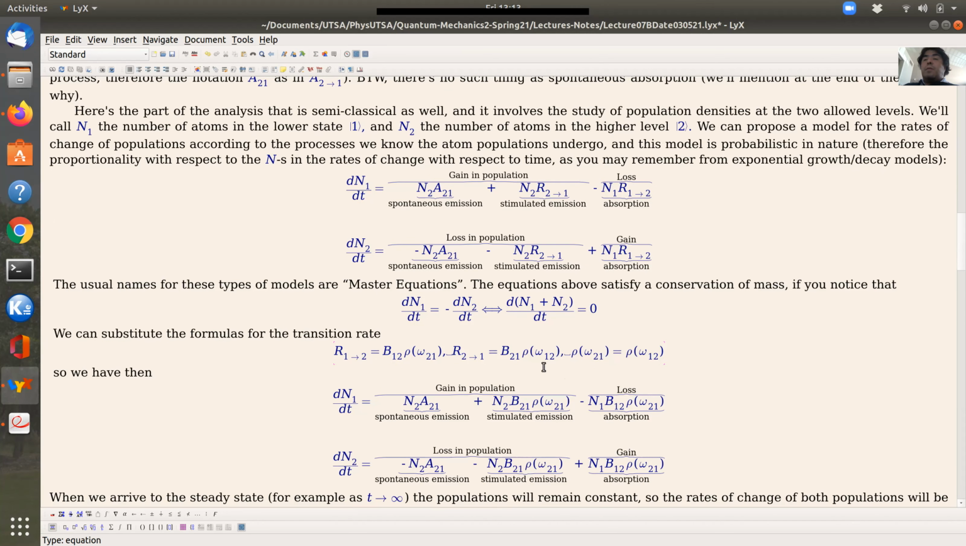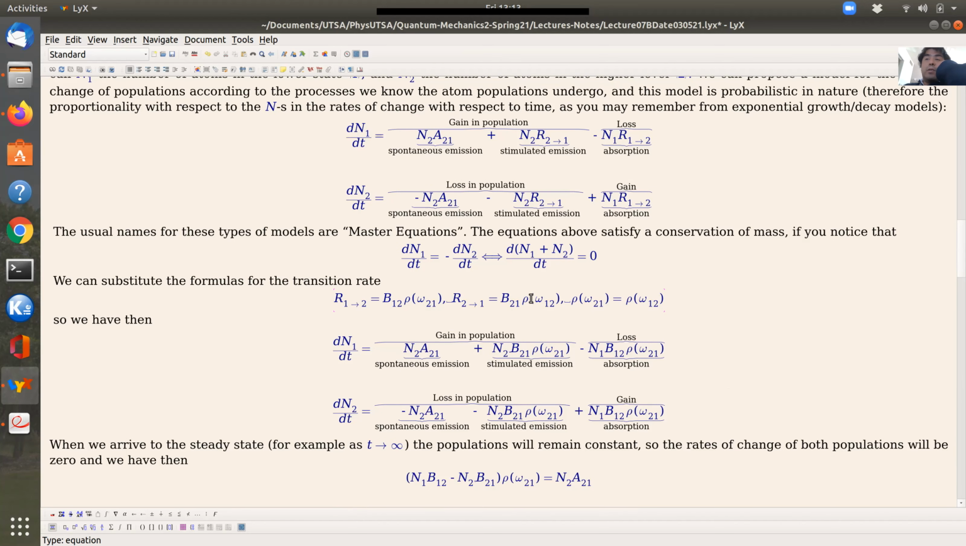If we substitute, so far I haven't made the assumption that B12 is equal to B21. That can be concluded from the following study, although we already know it because we have the actual formula for B12. So what we're doing is following a little bit of Einstein's analysis before the knowledge of the formula that we got in the first place. So plugging these formulas in for the respective elements R12 and R21, we have these equations.